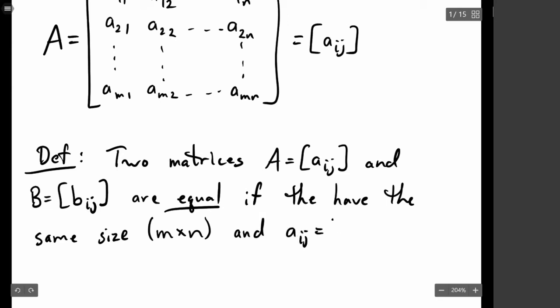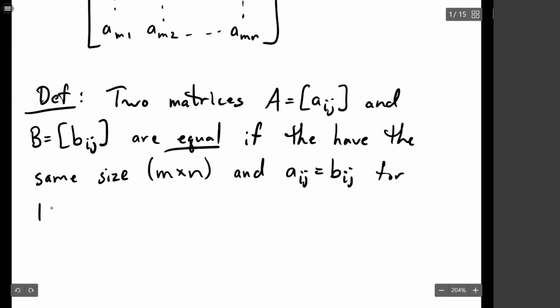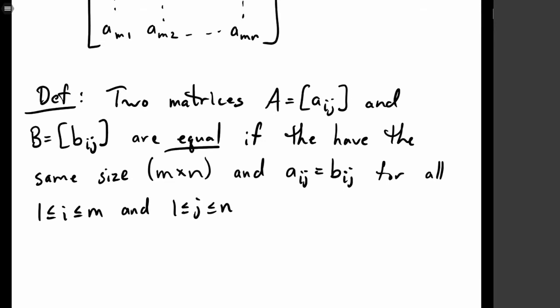Aij equals Bij for all I between 1 and m, and j between 1 and n. So any combination of I and j from this range, we want these entries to be equal.